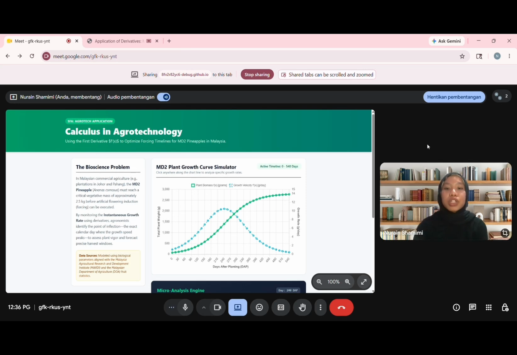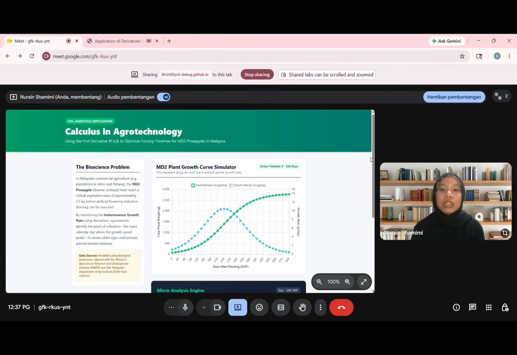So, the explanation of the HTML project. First, the Bioscience problem section. This section explains the agriculture issue faced by MD2 pineapple farmers. This project states that pineapple plants need to reach approximately 2.5 kg before flowering induction is carried out. This section also explains how derivatives are used to monitor the plant's growth rate and help determine the best timing for forcing.